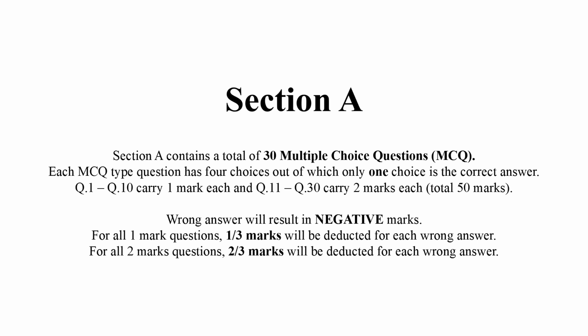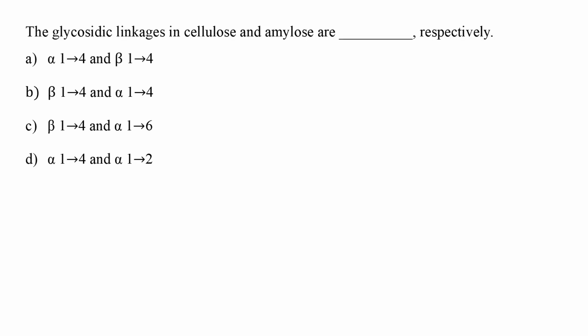The question 1 to 10 of the paper will carry 1 mark each, and the question 11 to 30 will carry 2 marks each, making this section a total of 50 marks. Now, there will be negative marking in this section. So for 1 mark questions, -1/3 will be the negative marking, and for the 2 marks question, -2/3 will be the negative marking. Let's begin.